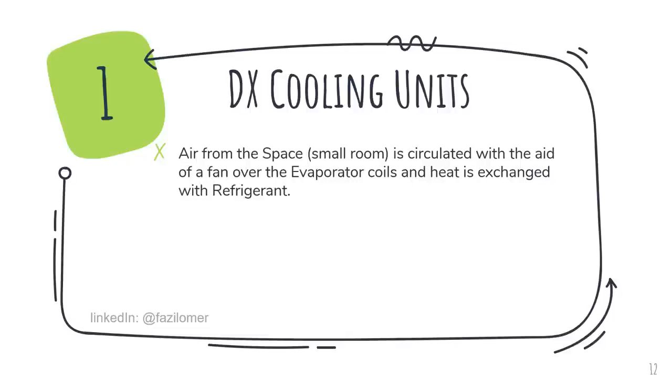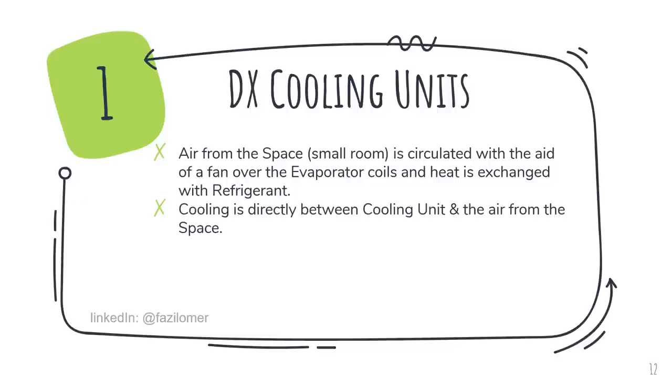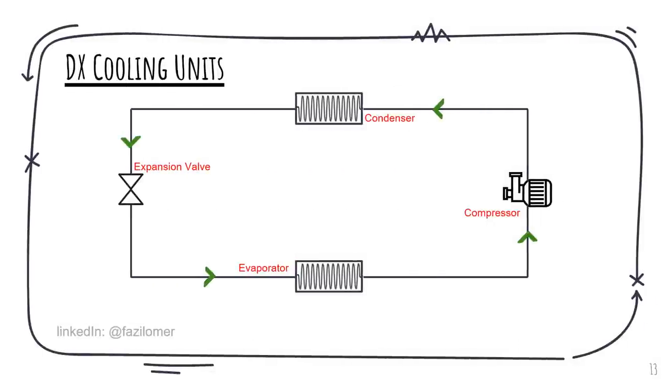In a direct expansion cooling unit, air from the space is circulated with the aid of a fan over the evaporator coils, and heat is exchanged with refrigerant. In this type of cooling system, cooling is directly between the cooling unit and the air from the space. Direct expansion cooling systems are used to cool small rooms.